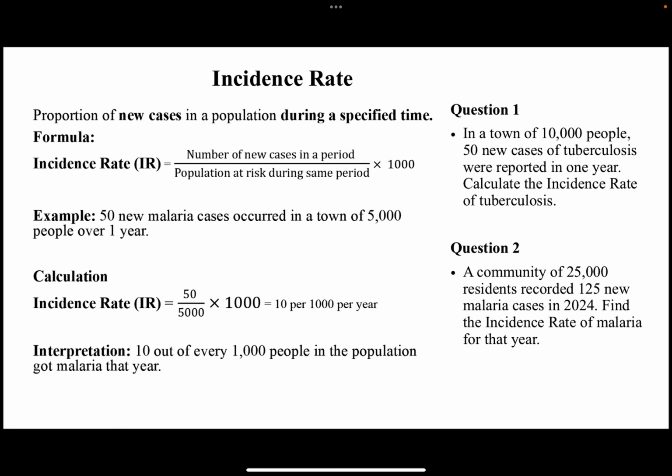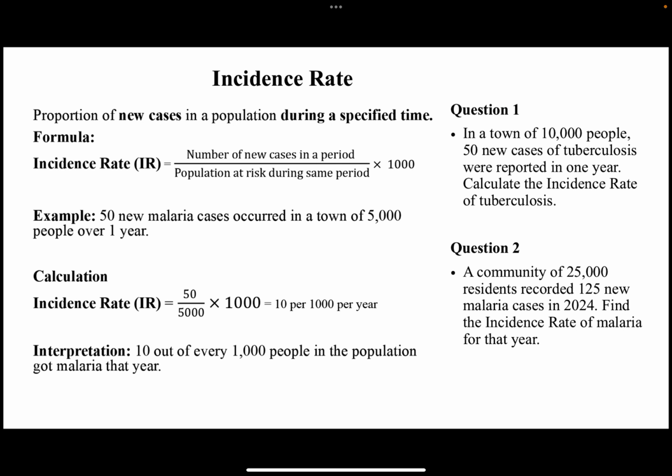Now, a practical example: 50 new malaria cases occurred in a town of 5,000 people over 1 year. Let's calculate the incidence rate. What is the formula for incidence rate? The number of new cases in a period divided by the population at risk during that same period, then you multiply by 1,000.